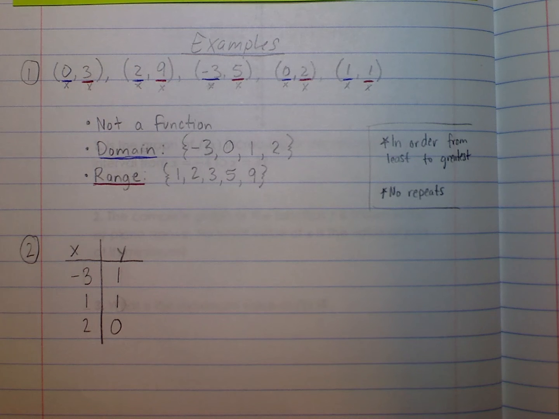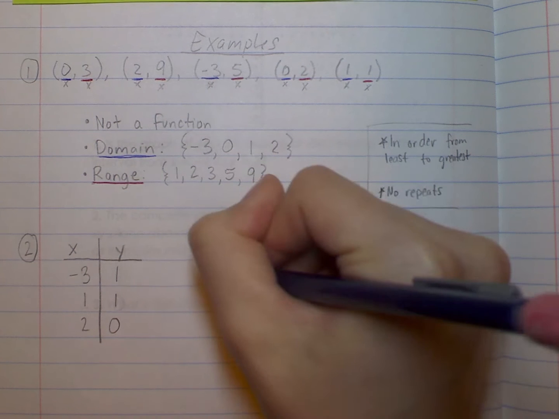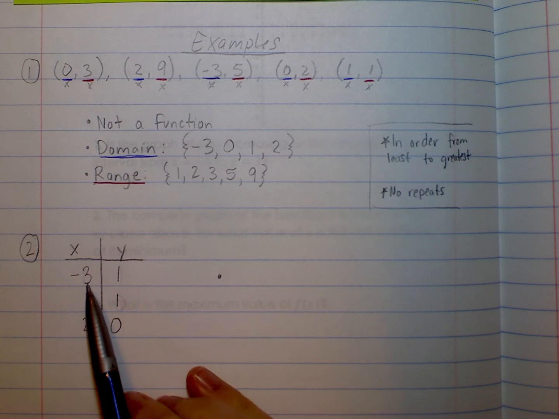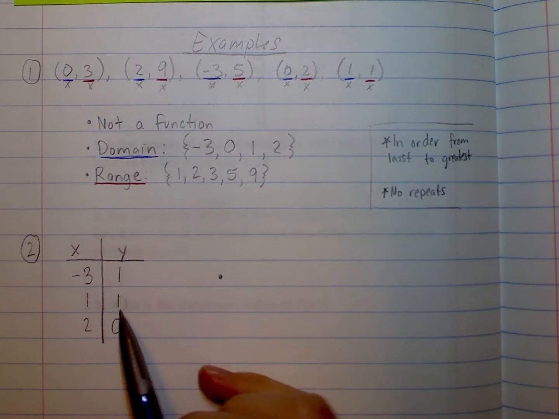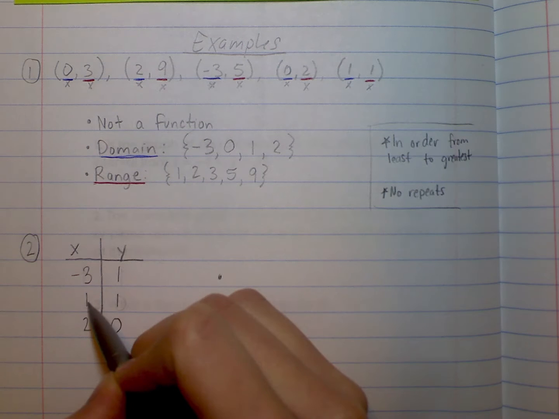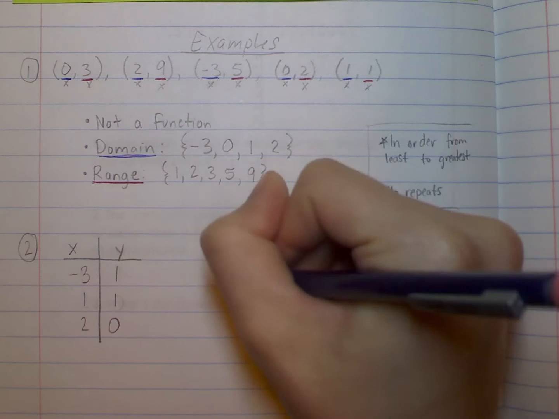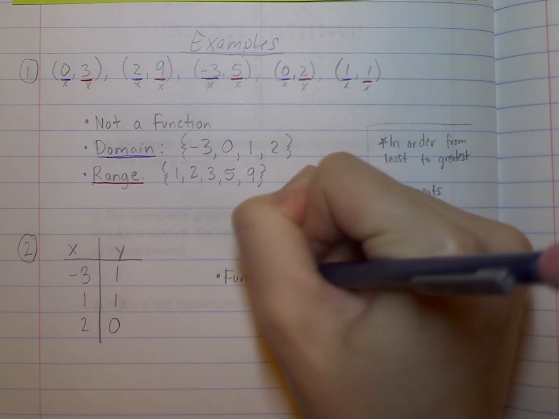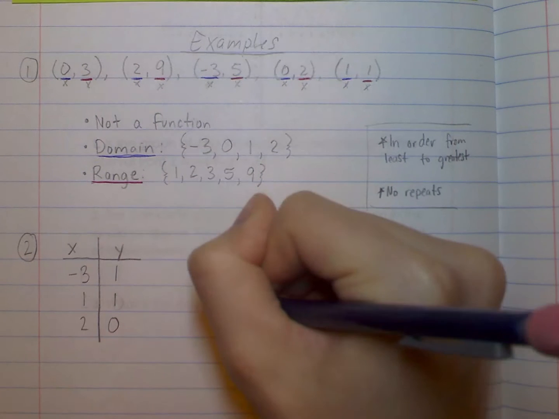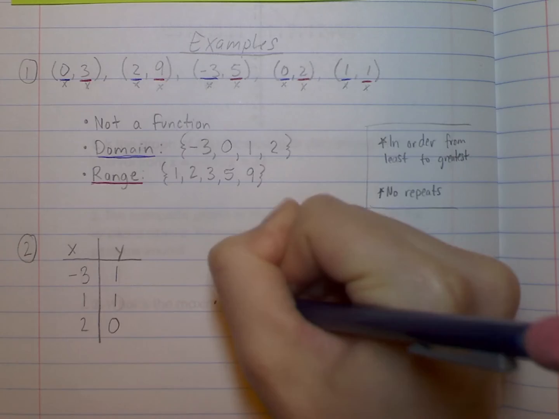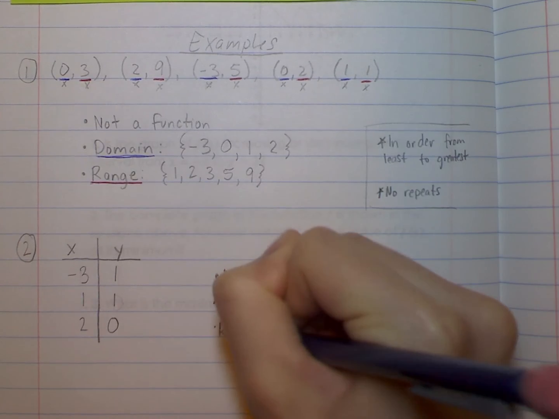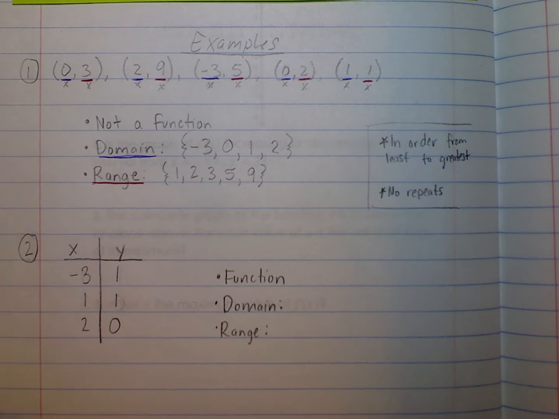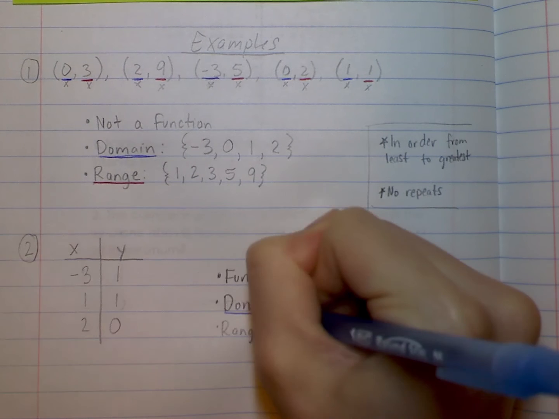Okay, so first, let's take a look at this. Input of negative 3, input of 1, input of 2, they each have their own output. Now look, there is a repeat in the outputs, but that's allowed. This input has one output. This input has one output. So this is a function. And let's do the domain and range. If you want to pause the video right now and try ahead of me, that's fine. I'm going to do the domain and range.